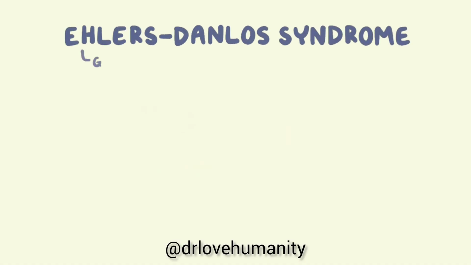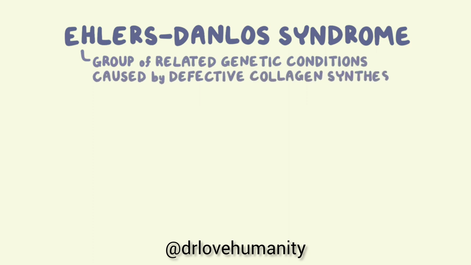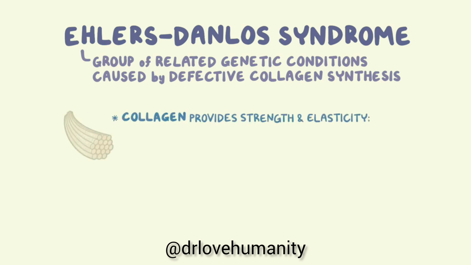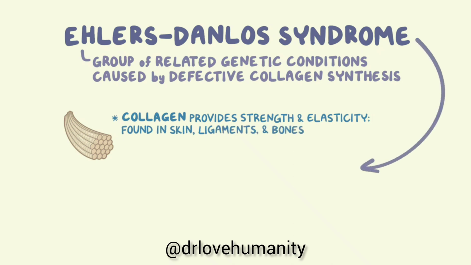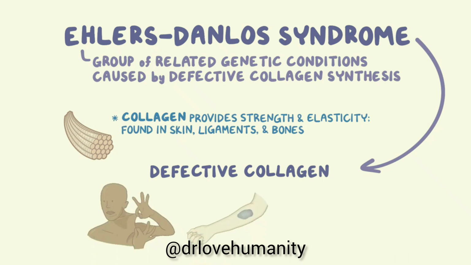Ehlers-Danlos syndrome is a group of related genetic conditions that are all caused by defective collagen synthesis. Normally, collagen provides strength and elasticity to our bodies, and it's found in the skin, ligaments, tendons, and bones. In Ehlers-Danlos syndrome, defective collagen leads to stretchy skin, easy bruising, and joints that are super flexible.